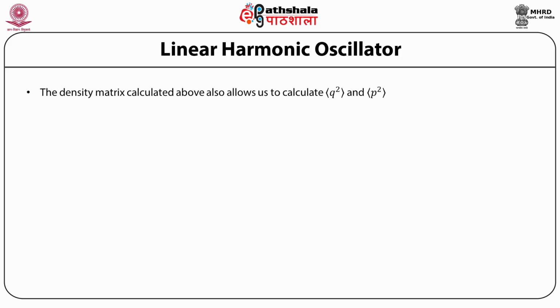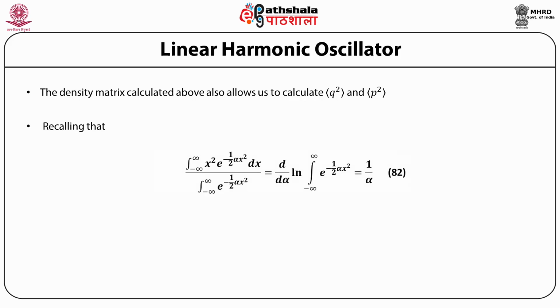The density matrix calculated above also allows us to calculate the expectation value of q² and p². Recalling that the integral from minus infinity to infinity of x² e^(−αx²/2) dx, divided by the integral from minus infinity to infinity of e^(−αx²/2) dx, is equal to minus the derivative of the log of the integral of e^(−αx²/2) with respect to α, which is equal to 1/α.